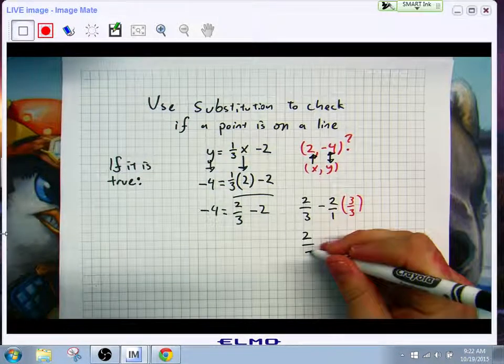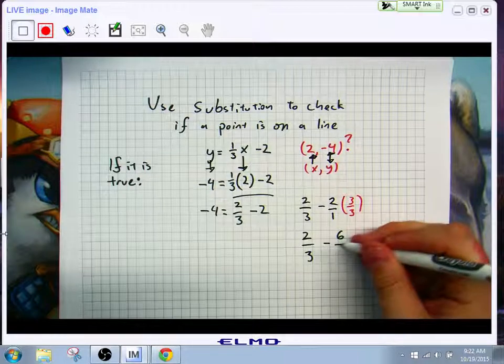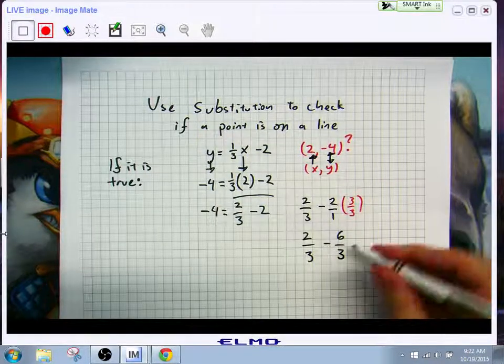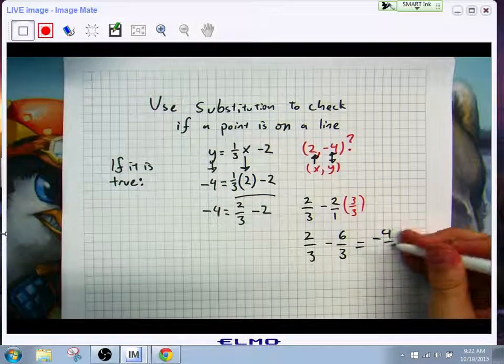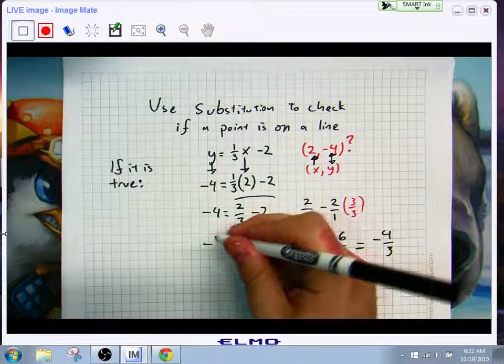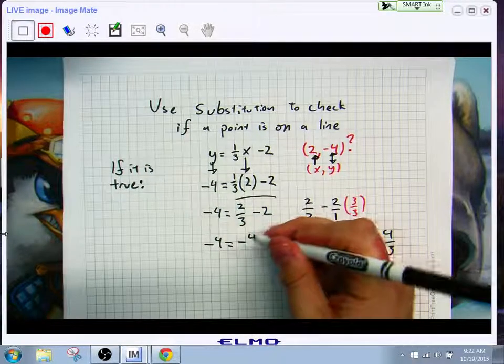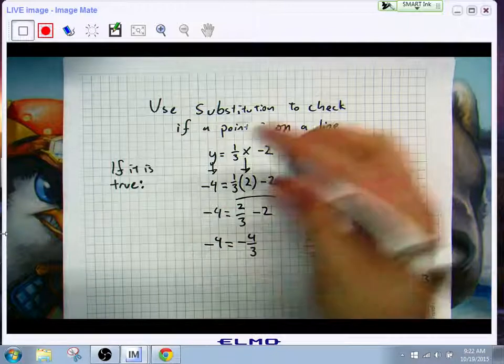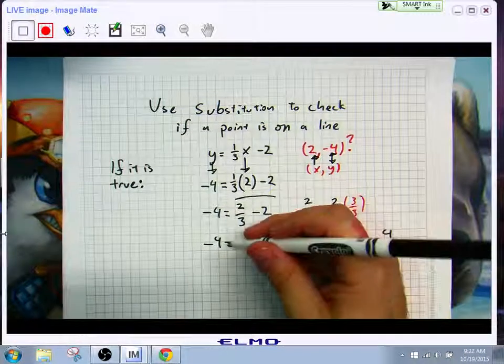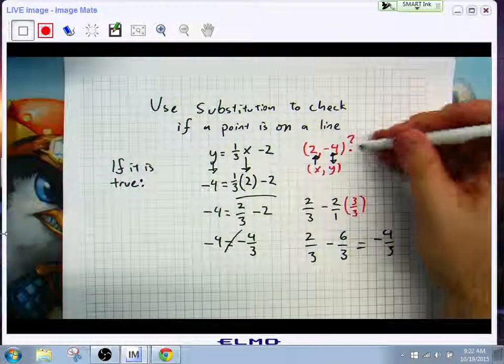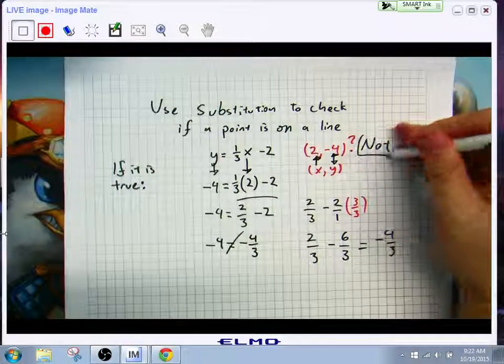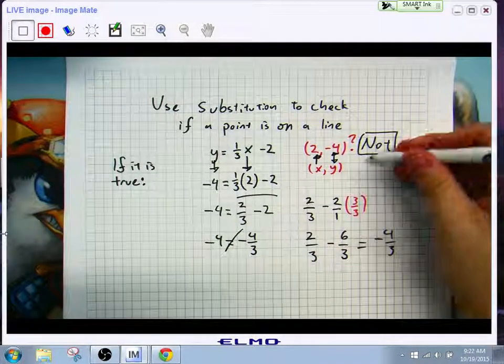So I have 2/3 minus 6/3. 2 minus 6 ends up being negative 4/3. So negative 4 equals negative 4/3. So is this true? No way. So we know that this point is not on the line. Not on the line.